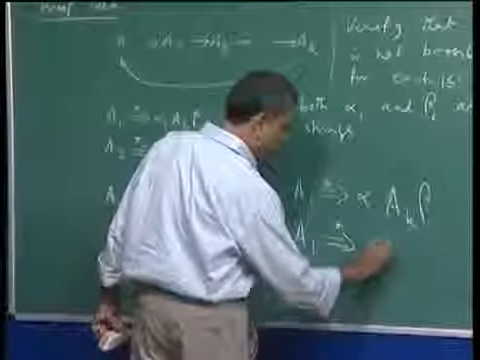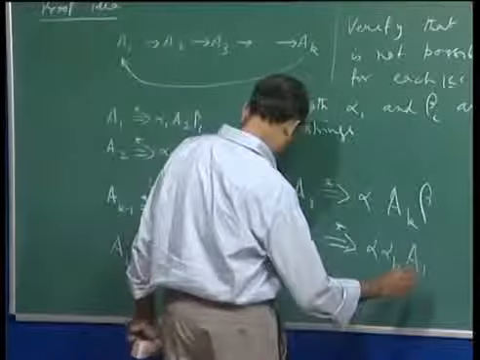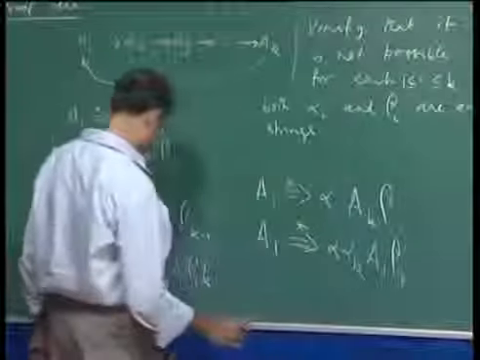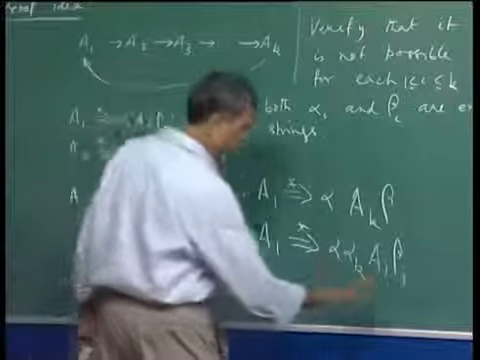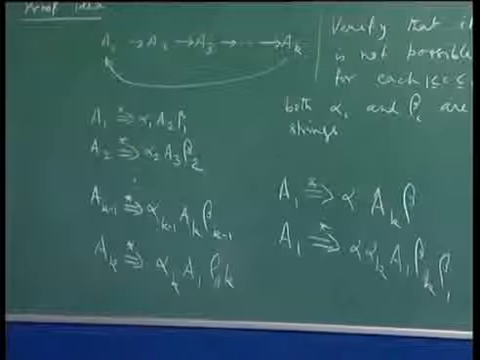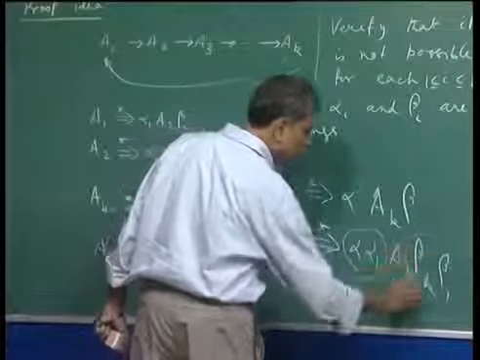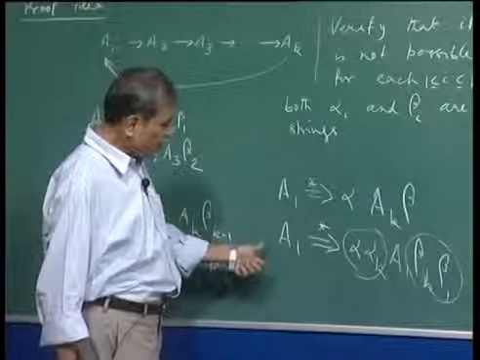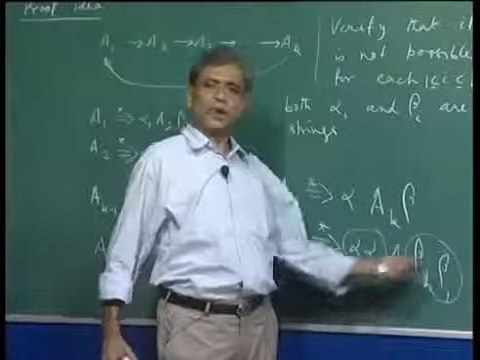So, what will happen? Alpha k, A1, right, then beta 1 beta k, beta k, beta 1, right. So, as before, both of these can't be empty, right. So, that means A1 derives a string with A1 and plus some non-empty things.